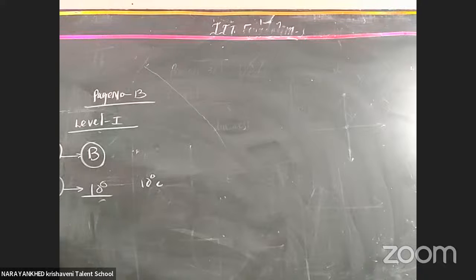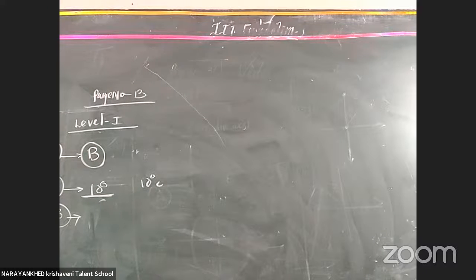Page number 11, once check it here. Clear or not? A factor of 1.7 may increase for 10 degrees of temperature. Yes, it means that for every 10 degrees, the rate of reaction increases by 100%. Got it or not? If you substitute in the formula, you will get it. For every 10 degrees, the rate of reaction will become double.